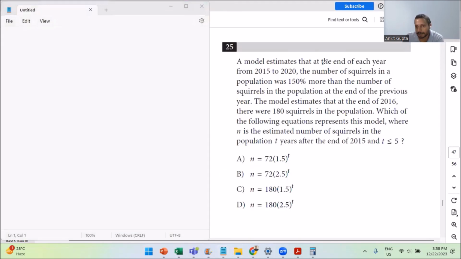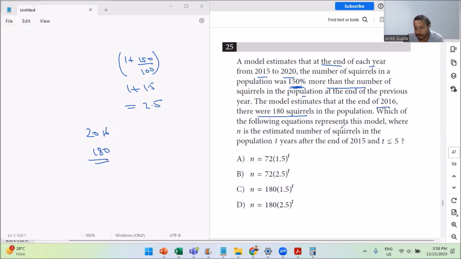A model estimates that at the end of each year from 2015 to 2020, the number of squirrels in a population was 150% more than the number of squirrels in the population at the end of the previous year. Now it is 150% more, right? That means it is equal to 1 plus 150 by 100 multiplied by the previous year, right? And it becomes 1 plus 1.5, or it is equal to 2.5 times the previous year population. The model estimates that at the end of 2016, there were 180 squirrels, right? So at the end of 2016, there were 180 squirrels.